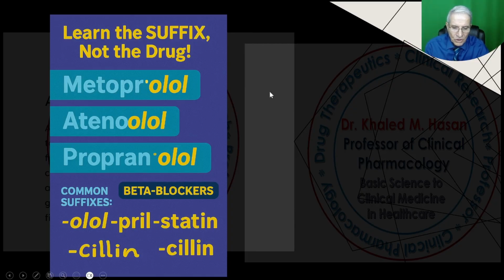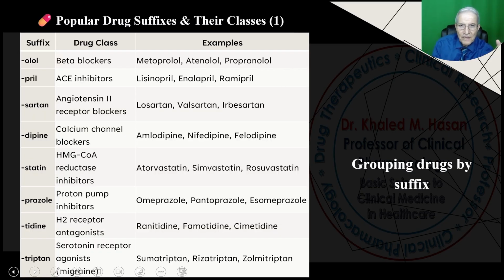Again, as we mentioned, learn the suffix, not the drug. We have metoprolol, atenolol, and propranolol. All of these belong to the beta blockers. Then we have other suffixes that help us remember, understand, and apply the information. In the first table, popular drug suffixes and their classes, we have -olol, which indicates the beta blocker class, with metoprolol, atenolol, propranolol, and so on. I refer you to my beta blocker video on YouTube.